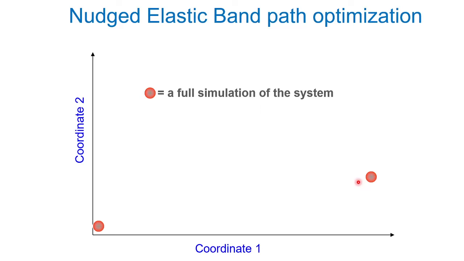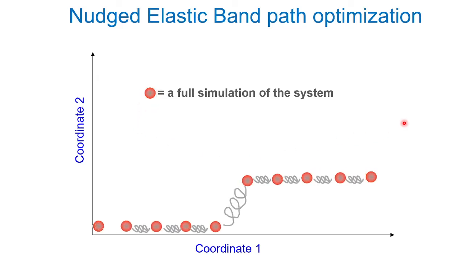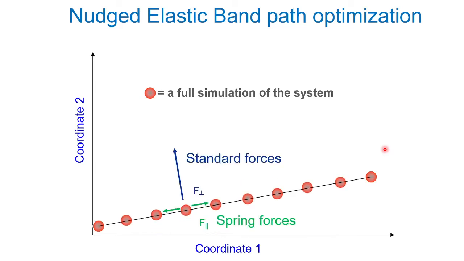There are lots of these string methods, and in short, what you do is you start out where you've got two states, your initial state and your final state, and every one of these circles is going to correspond to a full simulation. Now, we map these out, we connect these with springs, and so we're doing lots of simulations. Every one of them is going to be attached by a spring that keeps them from moving too close to each other, and so they have to communicate periodically during the simulation.